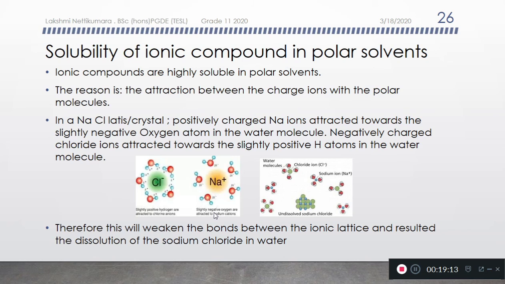If you take the preparation of salt solution as an example, sodium chloride or salt is an ionic compound and water is a polar solvent. Sodium positive ions are attracted towards the slightly negative oxygen atom, and negatively charged chloride ions are attracted towards the slightly positive hydrogen ions. This attraction weakens the bonds between the particles of the ionic lattice. Ionic lattice means the sodium chloride crystal. And that resulted in the dissolution of sodium chloride in water.